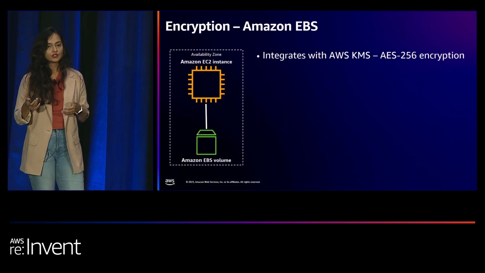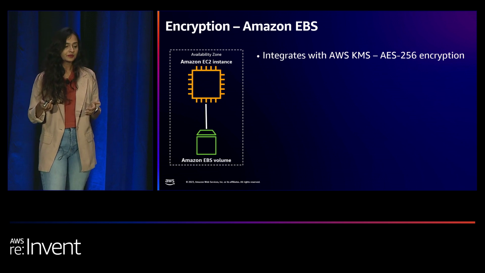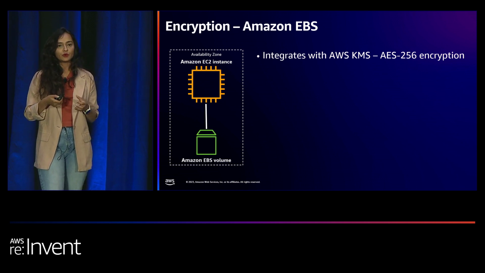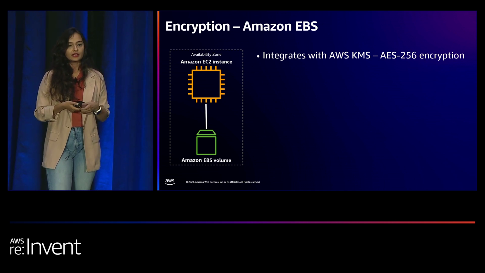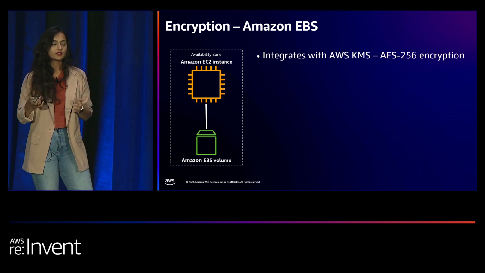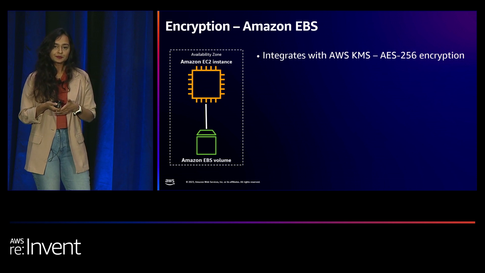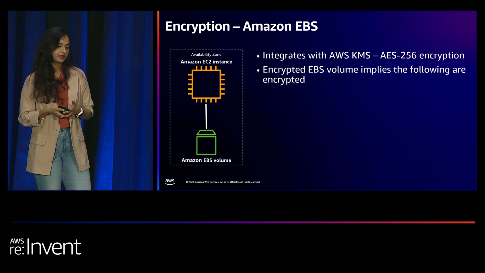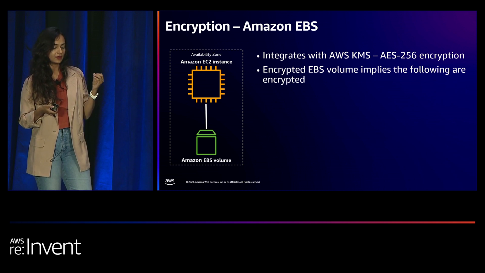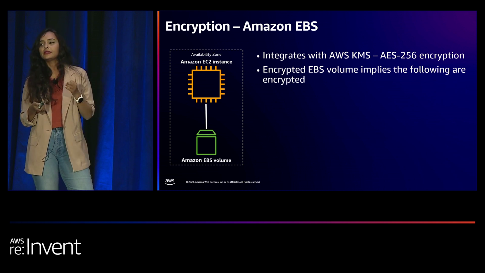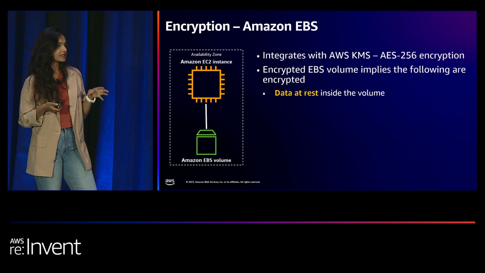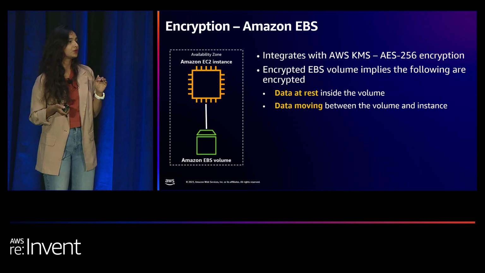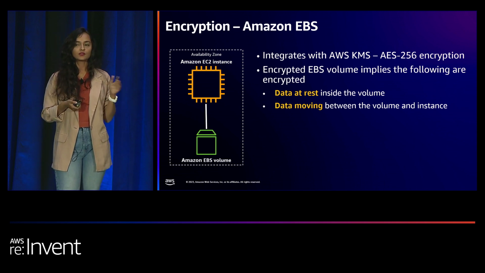The first feature that we're going to talk about is encryption. EBS provides encryption by integrating with AWS Key Management Service, and the encryption that we offer is AES-256, which is the industry standard. Now, what do I mean by an encrypted EBS volume? When we say that a volume is encrypted, what we mean is that the data at rest inside the volume is encrypted, and the data in transit between the volume and the EC2 instance is also encrypted.